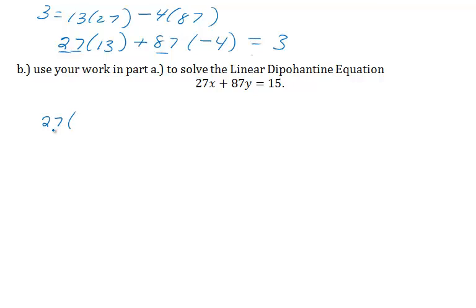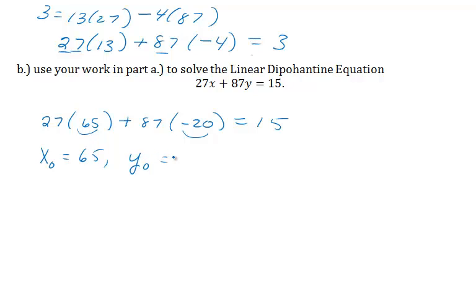So I want 27, and I'm going to multiply the 13 by the 5, so my coefficient stays the same. So 27 times 65 plus 87 times negative 4 times 5, which is negative 20, equals 15. Right? So I've multiplied this 13 by 5, the negative 4 by 5, and the 3 by 5. Okay. Well, if we read this equation, we wanted 27 times some number plus 87 times some other number equals 15. Well, I've got 27 times a number plus 87 times some other number equals 15. I found a solution. And that solution is x naught equals 65 and y naught equals negative 20.